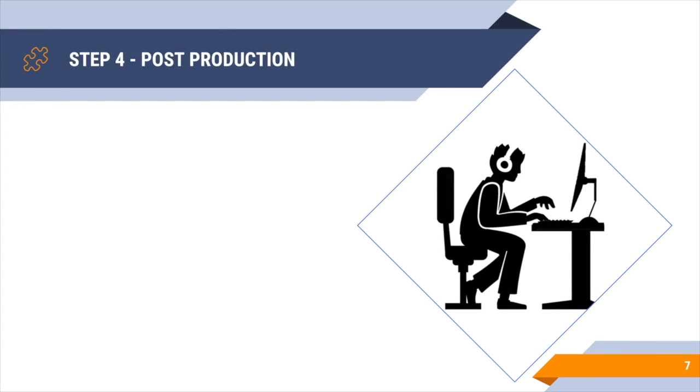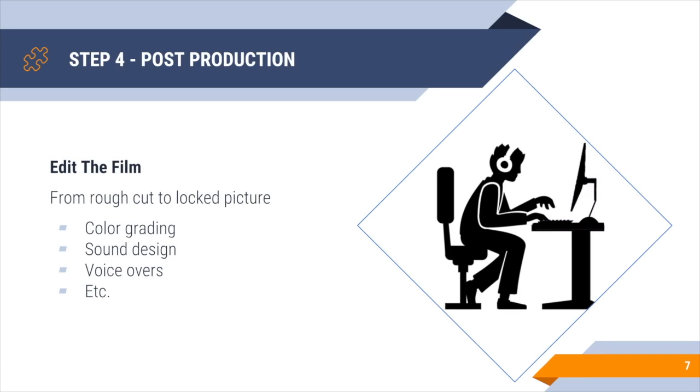All right. Step 4, post-production. Congratulations, you have shot the film, and now it's time to get into the editing process. This is where you take the film from just clips on your hard drive and make the movie a complete movie that is watchable as a real movie.